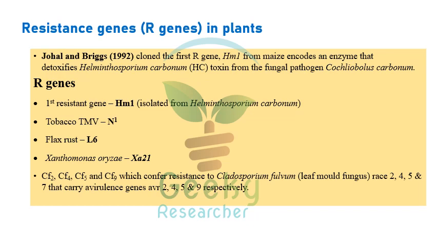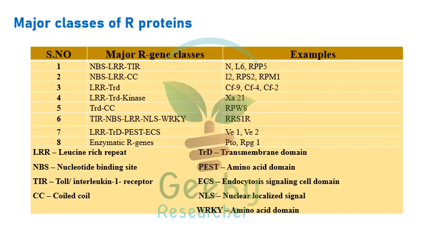These are the resistant genes that confer resistance against Cladosporium fulvum: RAS2, RAS4, RAS5 and RAS7, which carry the avirulence genes 2, 4, 5, 9 respectively. Coming to the major classes of resistant proteins: NBS, LRR, TIR, NBS, LRR, CC, LRR, TRD. These are the various kinds of resistant genes along with their examples.